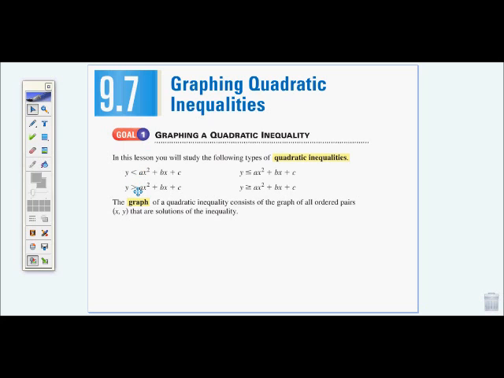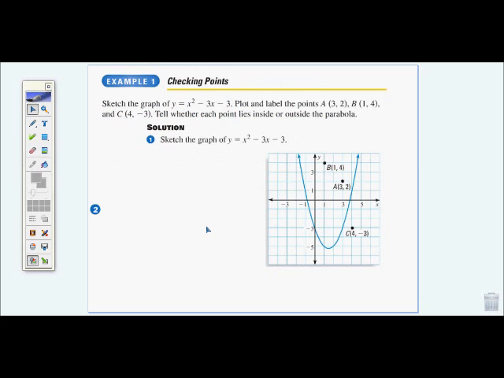We'll have again the less than and greater than. We'll also have the less than or equal to, or greater than or equal to. And the graph of a quadratic inequality would consist of the graph of all the ordered pairs that are solutions of that inequality, the x's and the y's. So, first of all, for example 1, we're just going to check some points.